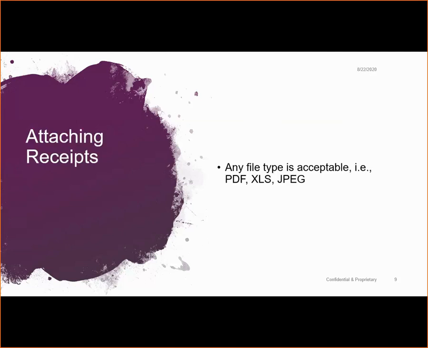Attaching receipts to your expense report. Obviously a big deal. The government requires receipts for various expenses. So you can attach those receipts, and pretty much any file type is acceptable. Let's say, for example, that you used your cell phone, took pictures of the receipt. That might be a JPEG file, it might be some other kind of file. Or if you decided to copy and paste all your receipts onto a Word document or an Excel document, any file type is acceptable.